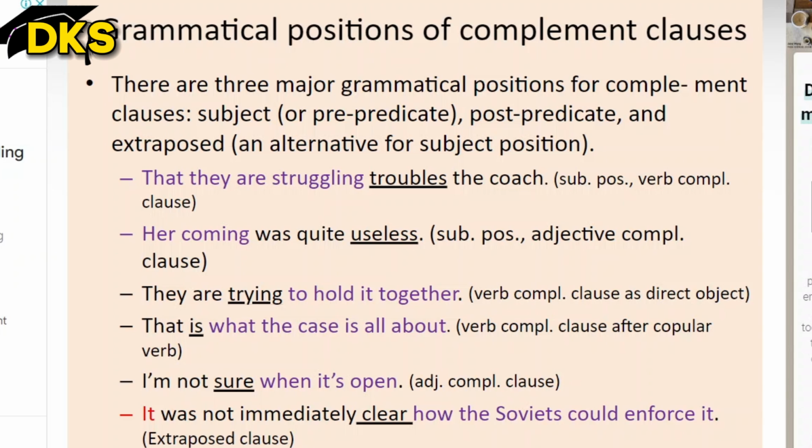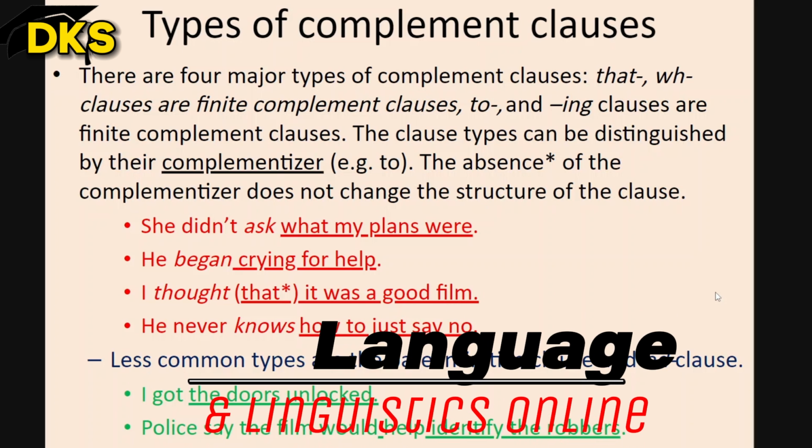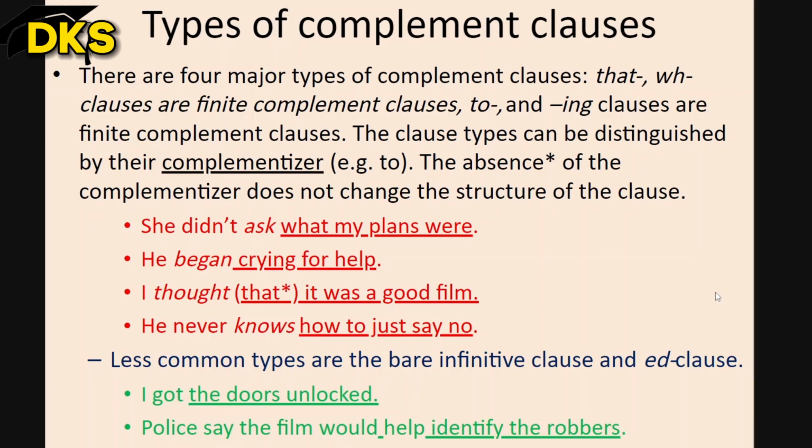It was not immediately clear how the Soviets could enforce it. It is good to see them in the bath. It is good to see them. So again, to see them in the bath is a complement clause. It means that a complement clause can come with that. It can also come with a WH word, like what the case is all about, when it is open. A complement clause can also come with to plus the first form of the verb, and it can also come with a present participle, first form plus ing.